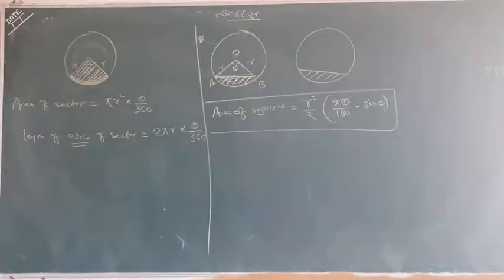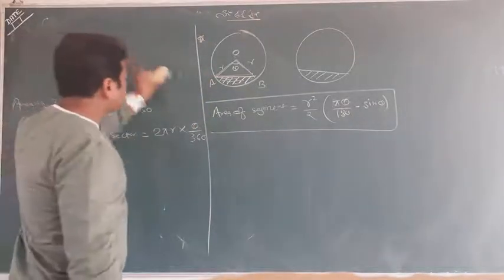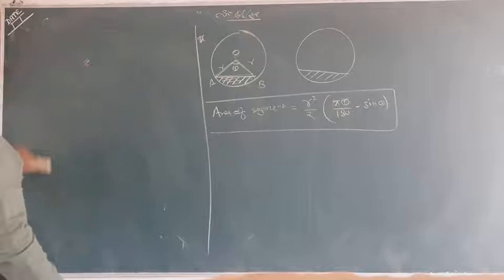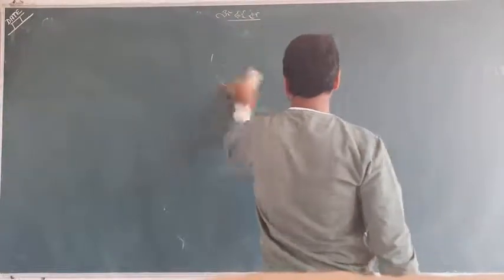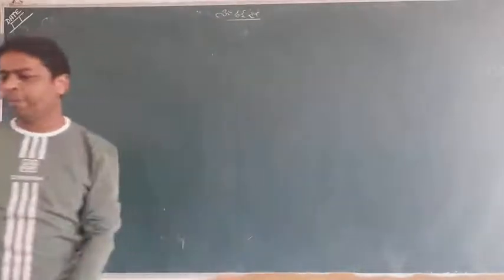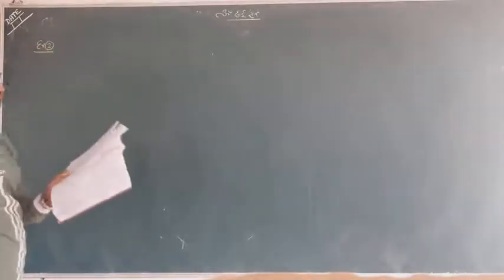Now we will do some questions. Now let me rub this out all, and we put some questions. Area of sector, area of segment and length of arc. We saw 3 formulas today. Okay, let me tell you one question of the book. Example number 2. What is the question?